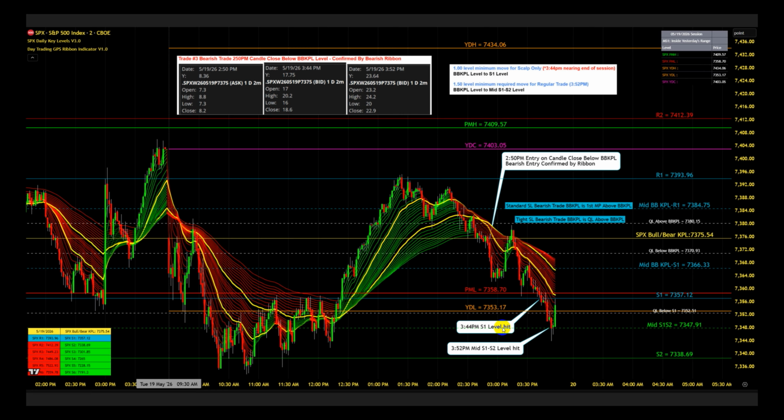In this case, the S1 level was hit for a regular scalp trade, a 1-level move in your favor on the 3:44 p.m. candle here. As you can see, this took basically about 54 minutes to develop from 2:50 p.m. down to 3:44 p.m. So again, now time is running out in the session.